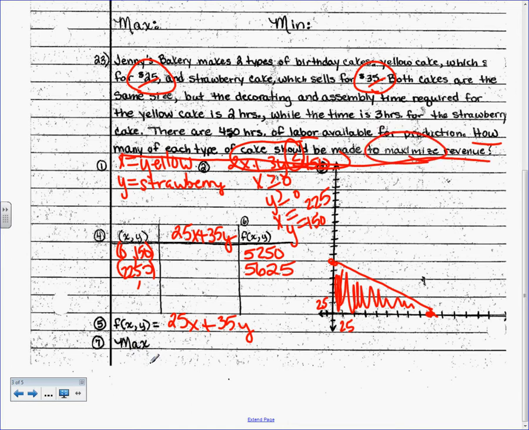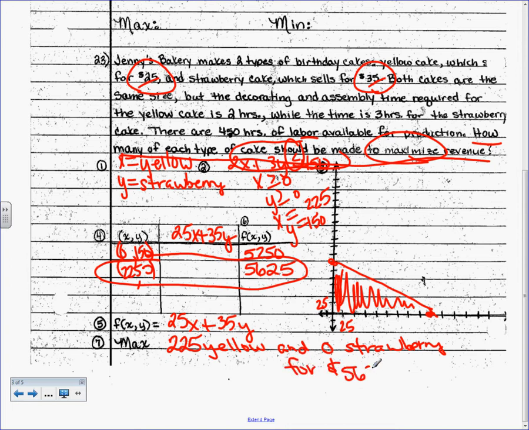I want to maximize it. I don't want to minimize it, right? If I did minimize it, it would be the 0, 0, wouldn't it? I don't know why you'd want to do that, but you can. So which one is it? This one, right? But the way they ask the question says how many of each type of cake should be sold. So what would I say? How many yellow ones? 225 yellow cakes. How many strawberry? 0. 5,625.